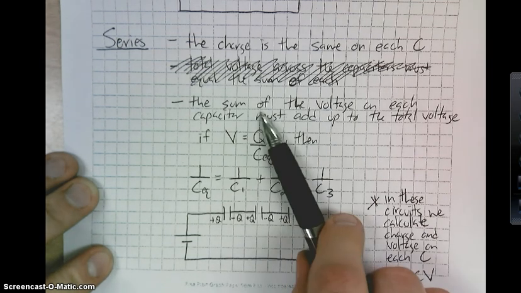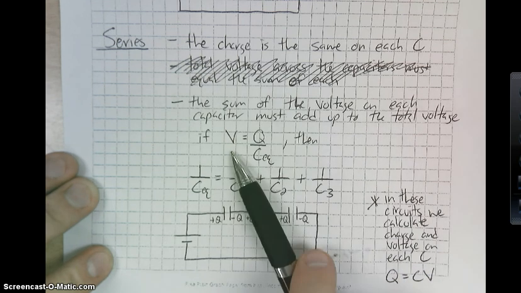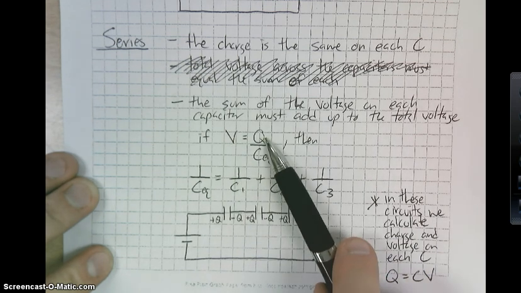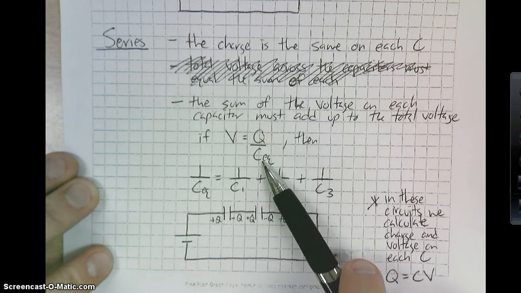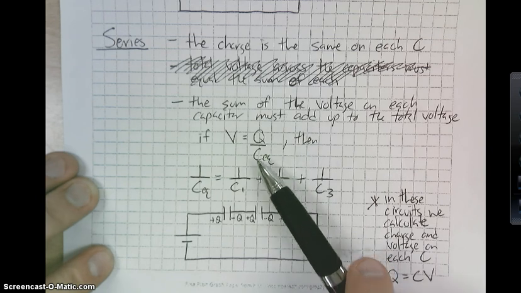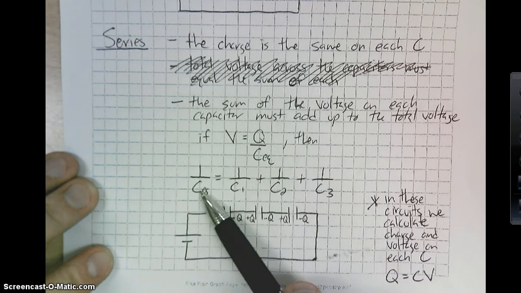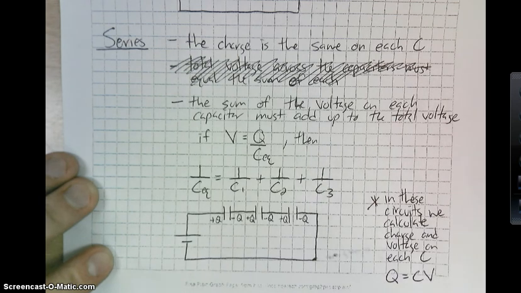Now, the sum of all the voltages on them must add up to equal the total voltage. So if I add all the voltages, okay, and I have a common charge, then the equivalent capacitance is on the bottom of this particular equation. Therefore, when I add capacitors in series, I have to add the inverses, just like we did with the resistors in parallel.